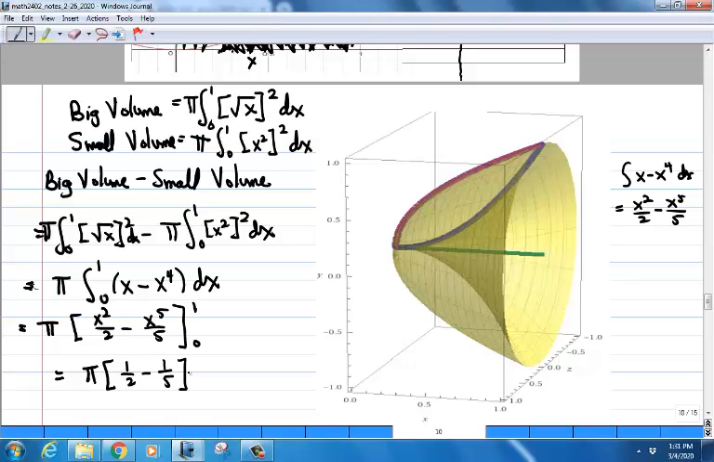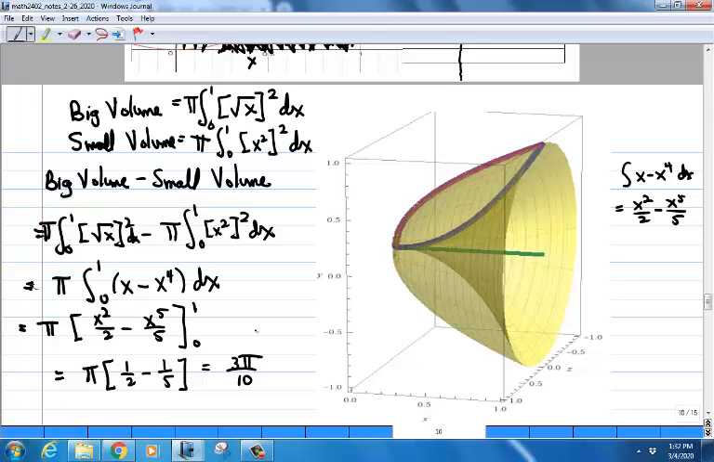Good thing it came out positive. We didn't want it to come out negative, because these volumes should not be negative. But what is 1/2 minus 1/5? 3/10. Check that arithmetic if you need to, but that is 3/10. So you end up with 3 pi over 10 cubic units, because this is a volume, not square units. Areas are square units. This is cubic units, because we've computed the volume of that flower. Neat. So if we wanted to construct that flower out of glass, for instance, we would need 3 pi over 10 cubic units of glass to construct that object.